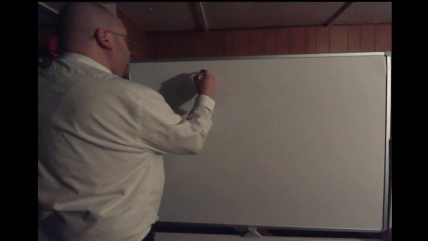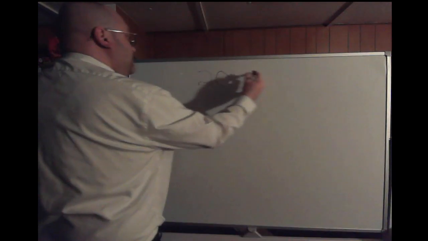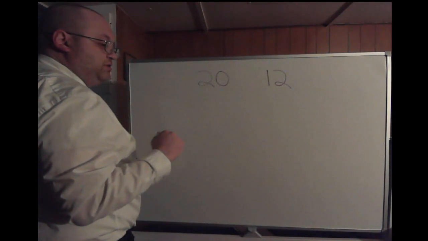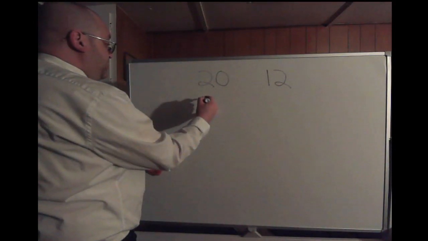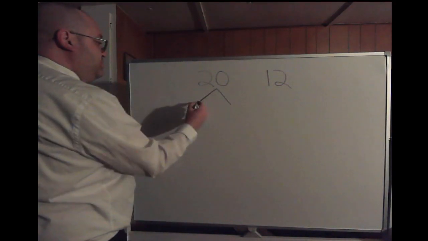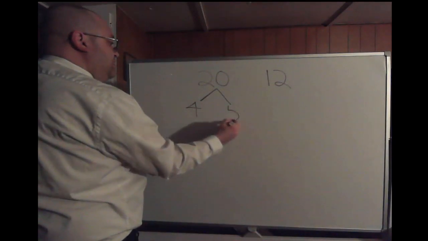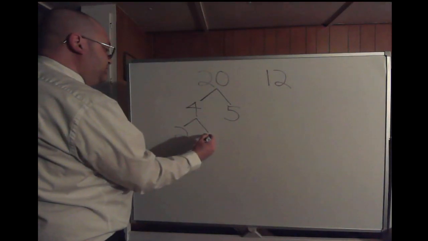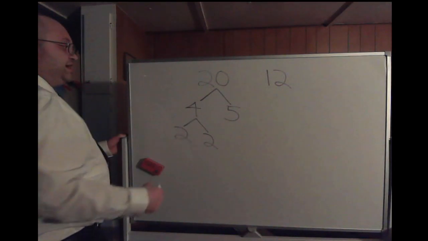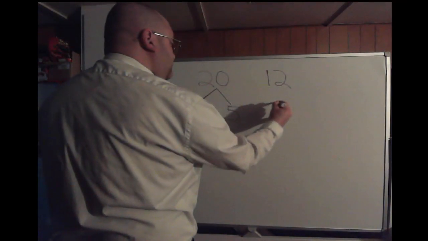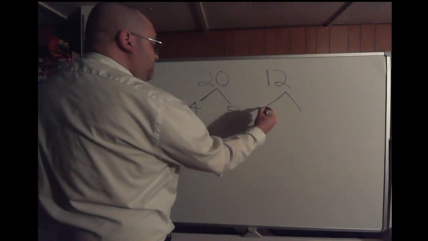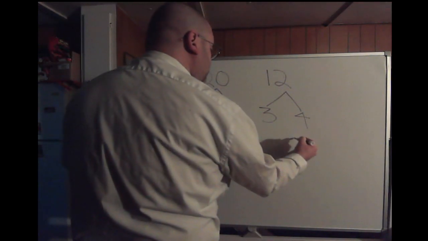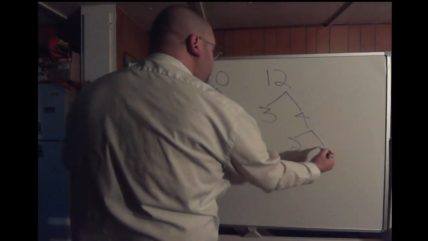Alright, so we have the numbers 20 and 12. We want to find the least common multiple of those. Well, let's start out with your prime factorization of 20. You, of course, have 4 and 5. 5 doesn't break down any further, but the 4 does. The 4 breaks down into 2 and 2. We've already prime factored 20 as much as we can. Now the 12, you're going to have 3 and 4. 3 doesn't factor any further, but 4 sure does. You'll have 2 and 2.